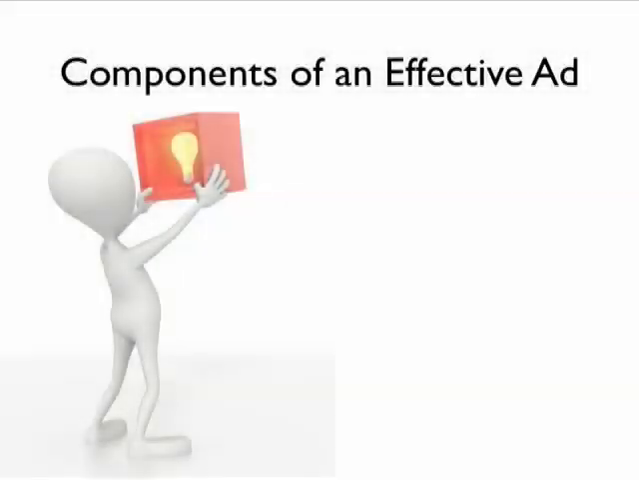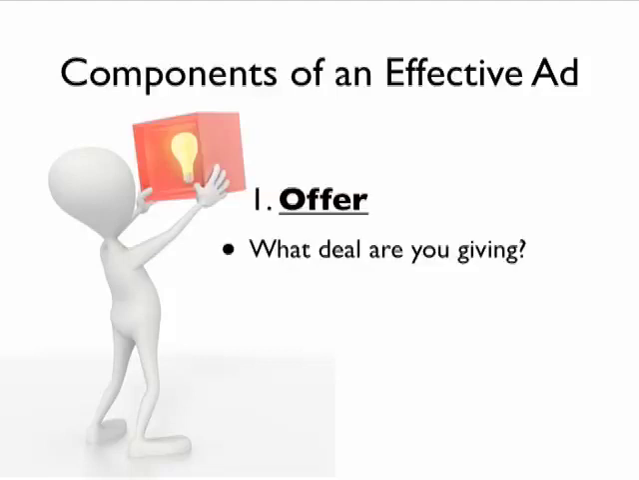There are five main components to an effective ad. The first one that we're going to talk about is the offer. What deal are you offering your customers and prospects through the ad that you're placing? Create an offer that will catch the reader's attention. That really is the first step in creating an effective ad.